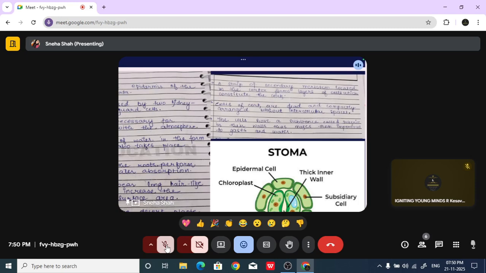That is about epidermis, which was left half in the previous session. We have finished that. Now we will move to complex permanent tissues. So do you have any questions till now?